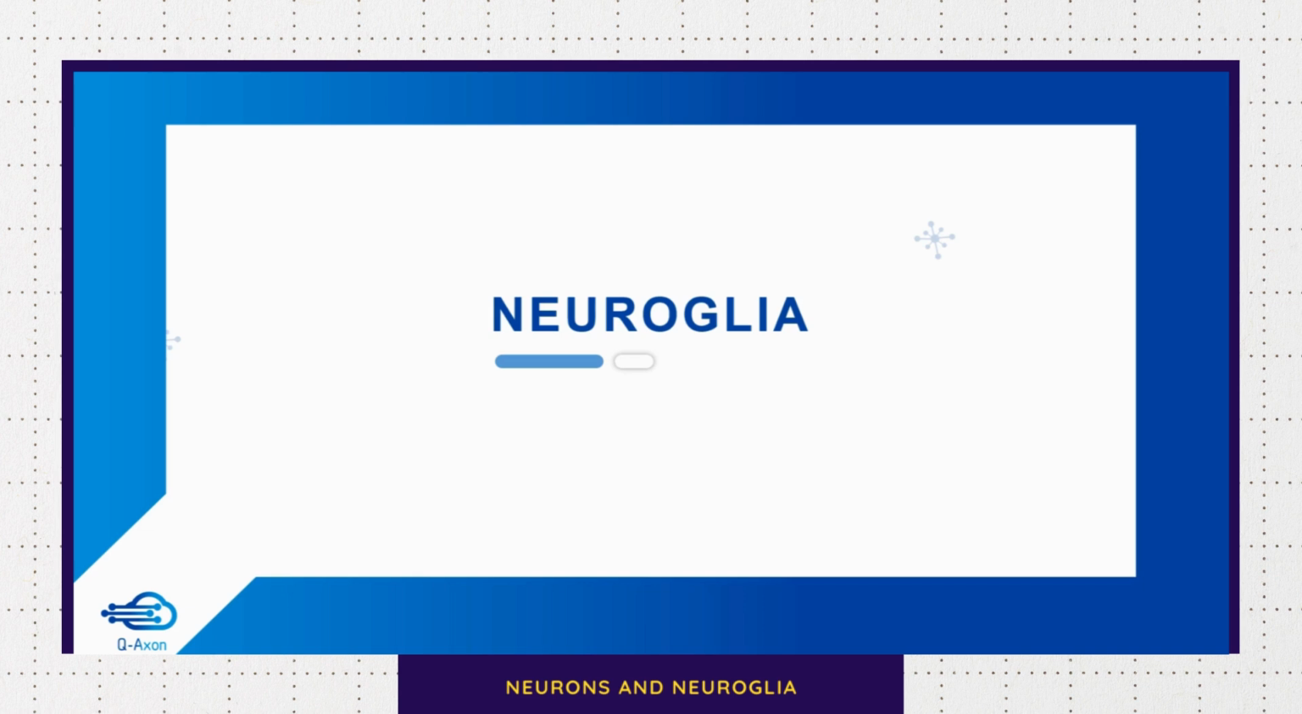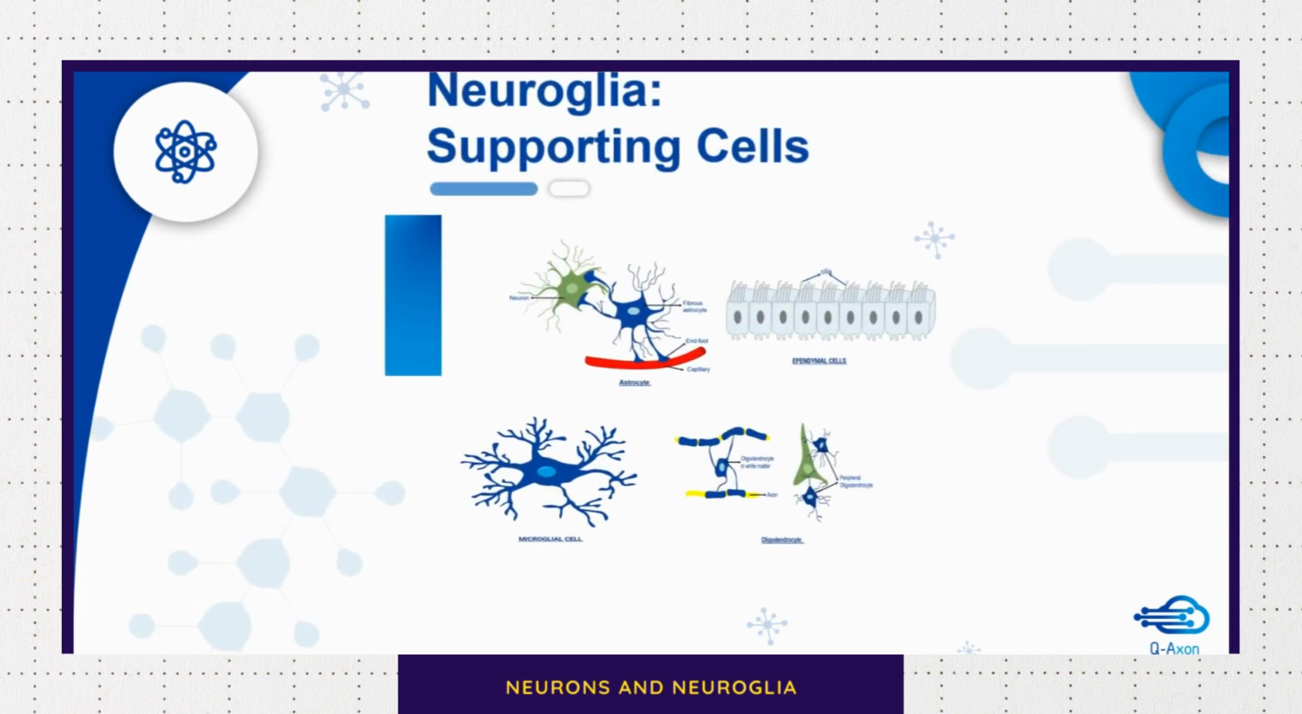Now that we have studied the structure and function of the neuron, let's talk about the different types of neuroglia. As we already saw, the neuroglia are the supporting cells of the nervous system. Now, in the central nervous system, there are 4 different types of neuroglia. These are the astrocyte, the ependymal cells, the microglial cells or microglia, and the oligodendrocytes that we already saw.